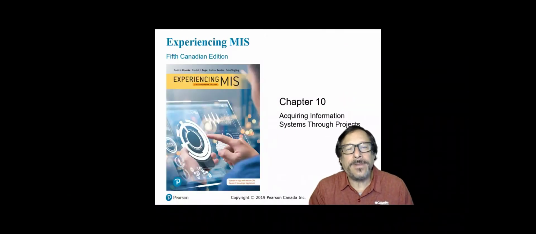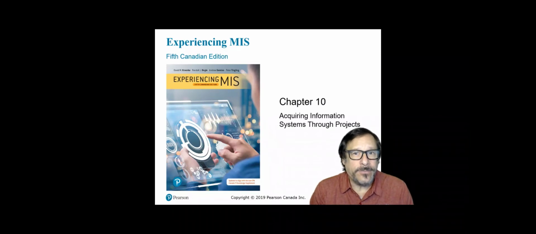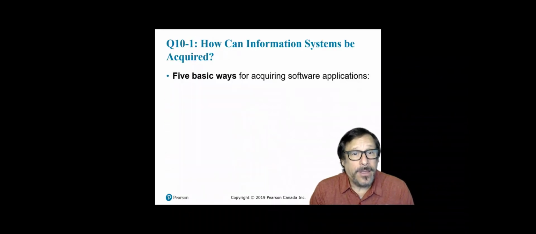Chapter 10 is on acquiring information systems. Basically, this is about where the software that your company uses comes from. What is the source of it and what's the process of getting them? Looking at this then, an information system can be acquired in one of 5 basic ways.